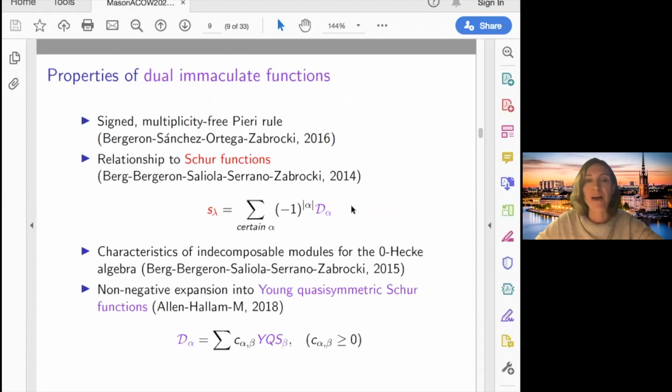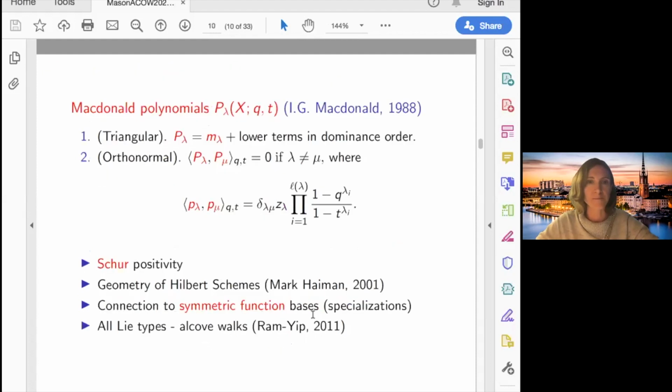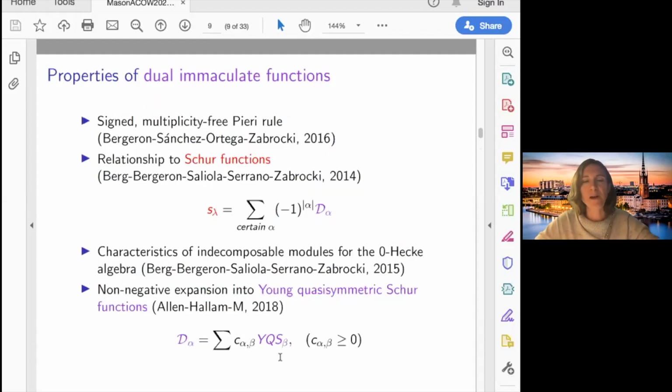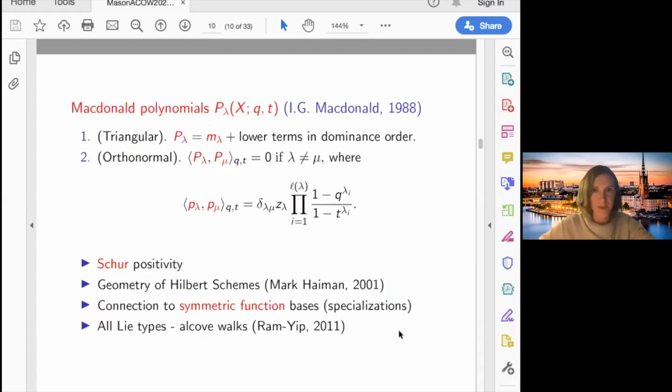And so if you recall, that relationship was the one that we wanted to focus on building in the polynomial ring. Okay, so in order to understand what these Young quasi-symmetric Schur functions are, we need to back up into where they came from as well. And so Macdonald polynomials, which were introduced by Macdonald in 1988, satisfy a triangularity requirement with respect to the monomial symmetric functions, and also they're orthonormal with respect to a certain q,t inner product.